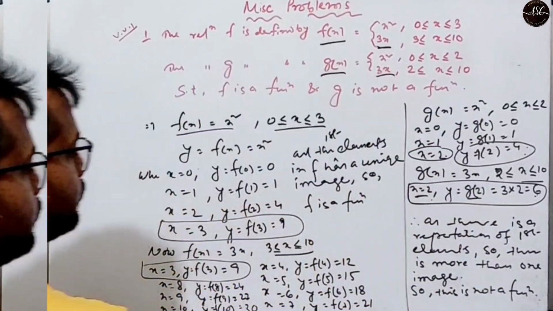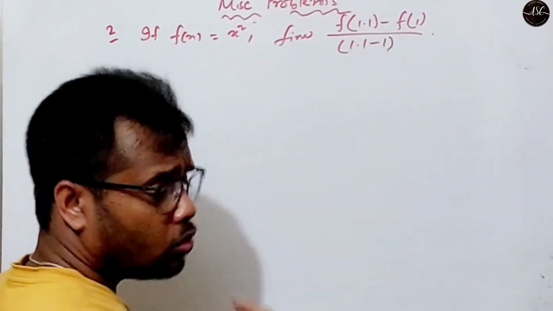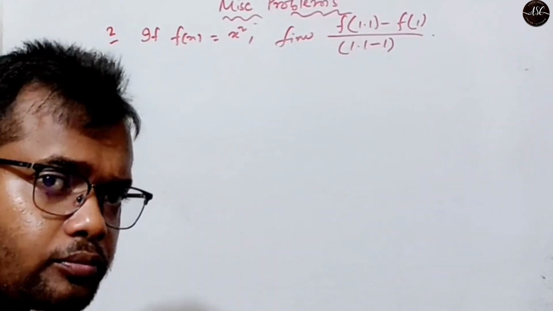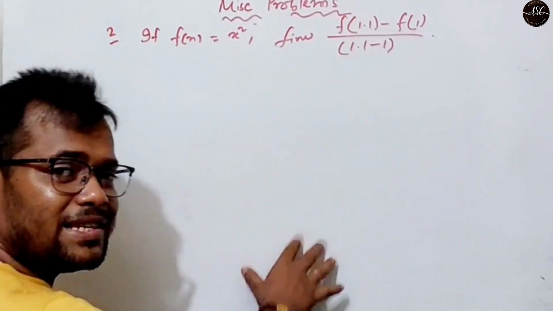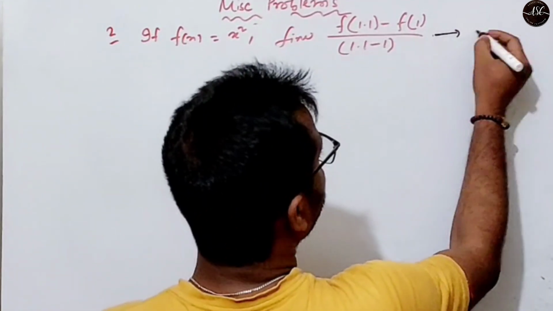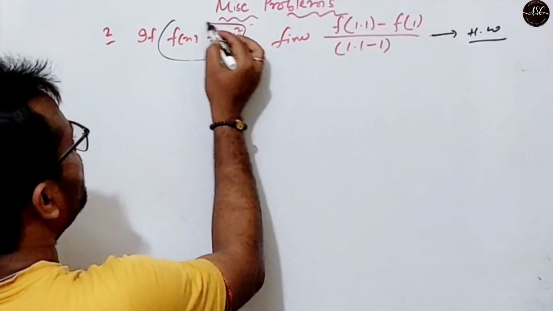Okay. Now look at this question. If f(x) is equal to x square, find (f(1.1) minus f(1)) divided by (1.1 minus 1). This is your homework. If any difficulties arise, then we will do this. Okay. How to solve this? You have this equation.